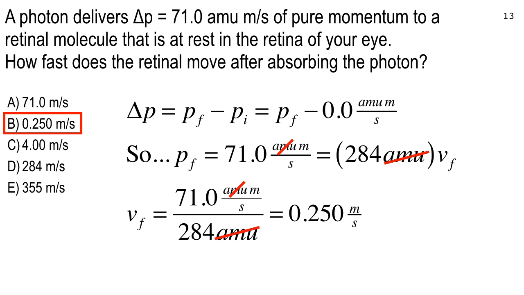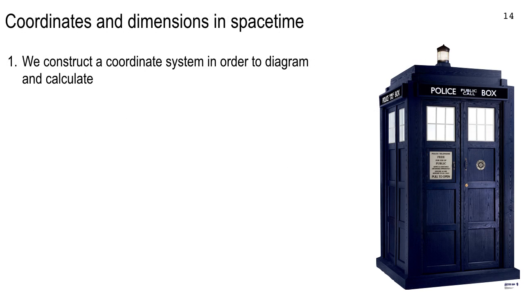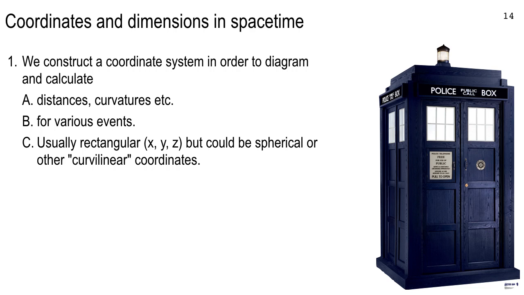Now keep your clickers handy because we've got some more clicking to do. But I want to review some of the stuff that we talked about last Thursday about space-time, coordinates and dimensions in space-time, kind of like the TARDIS for Doctor Who. We construct a coordinate system in order to diagram and calculate speeds and accelerations, distances, curvatures, etc., for various events or between various events. To do that, you use rectangular coordinates x, y, and z, the axes being like the corners of a rectangular box, mutually perpendicular.